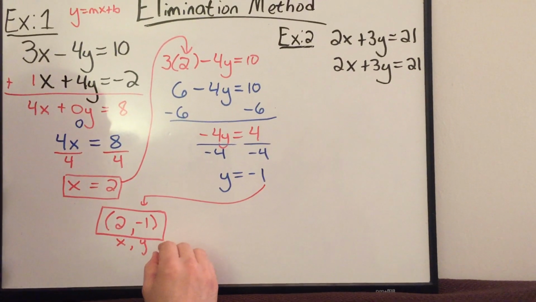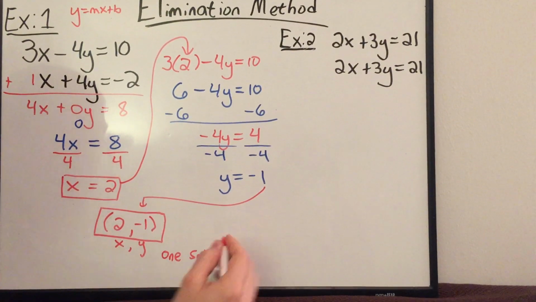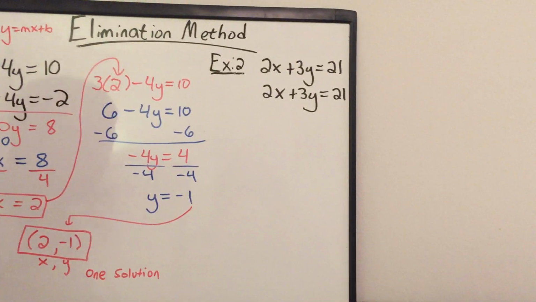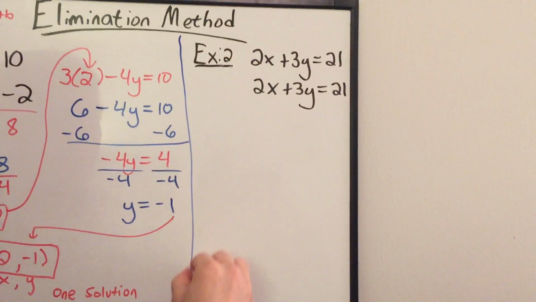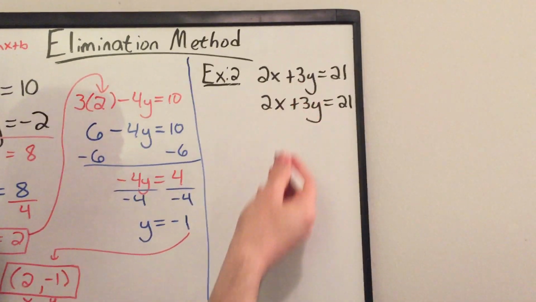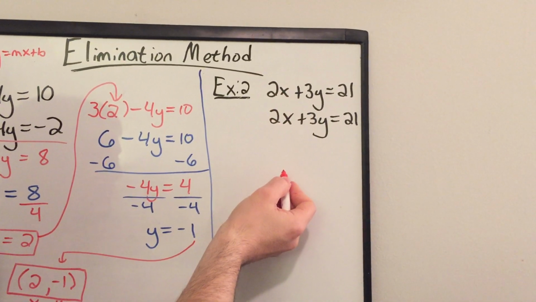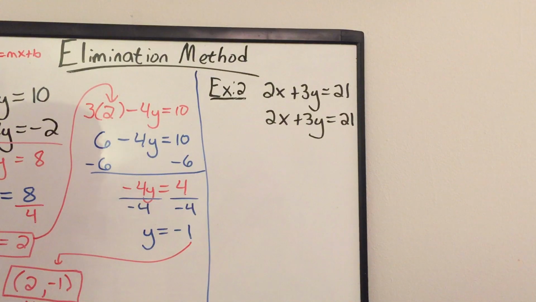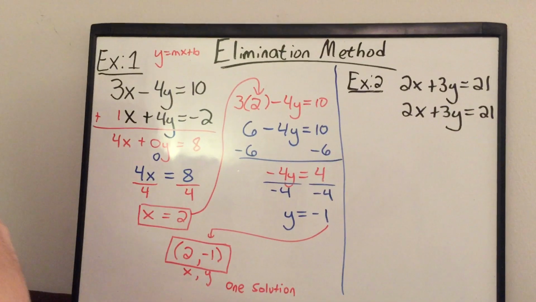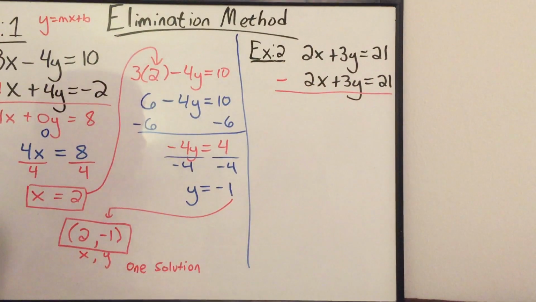This would also be what we call a one solution because, of course, there's only one solution, one answer right there. Now, the last one I want to talk about is example number 2. Notice right here, if I want to solve this one, you might say, well, Mr. Brodeur, 2 plus 2 gives me 4. 3 plus 3 gives me 6. None of those get eliminated. So instead of adding our equations, we are going to subtract our two equations.